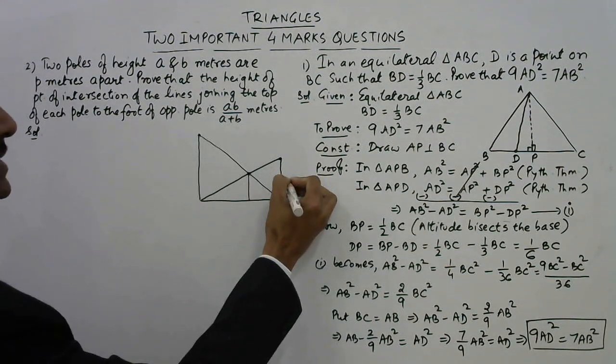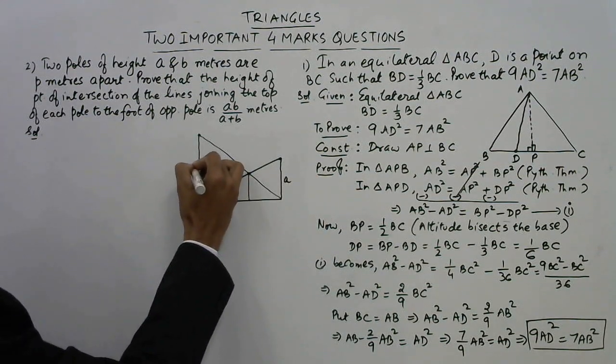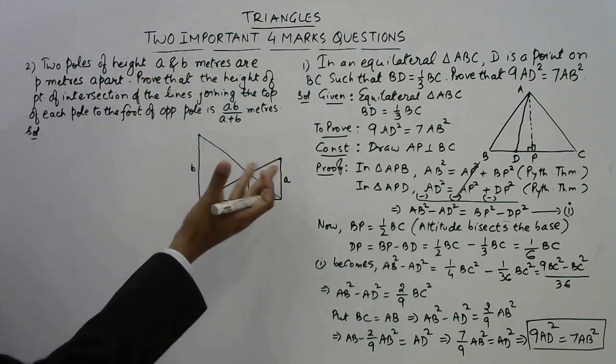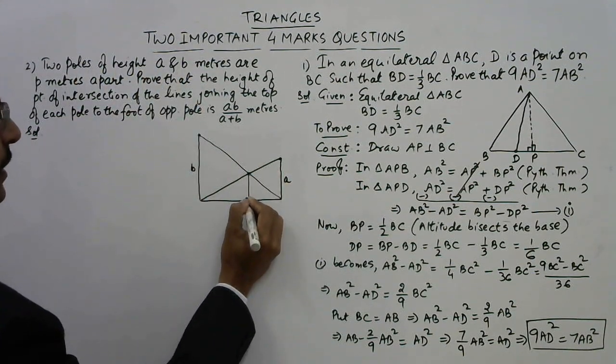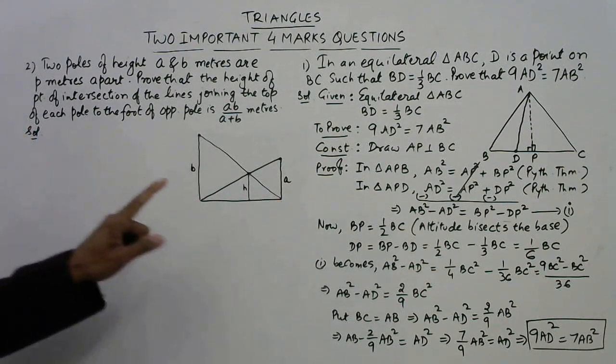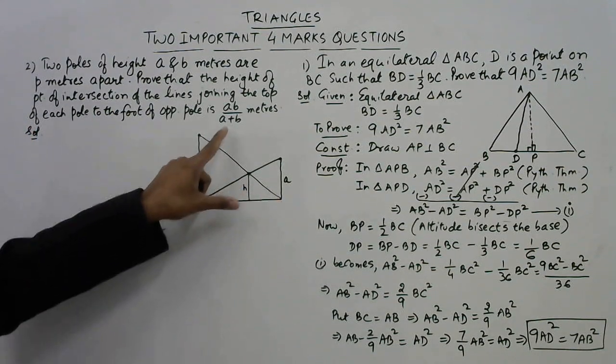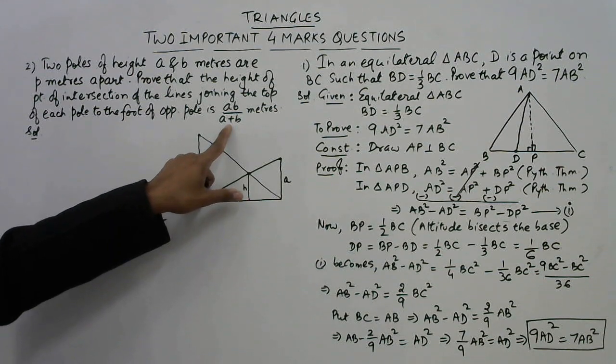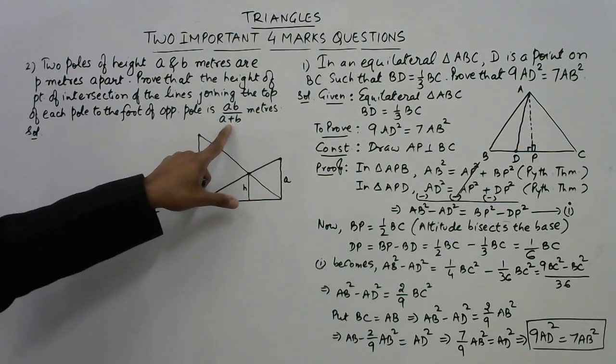Now, the first pole, say I'll call this as A, call this as B. It is given the heights are A and B. You can take anywhere. And this height I'll assume as H. So in the question, I need to prove that this H is actually AB upon A plus B meters. Now this is the question given to us.